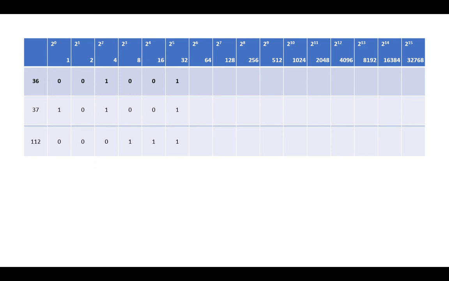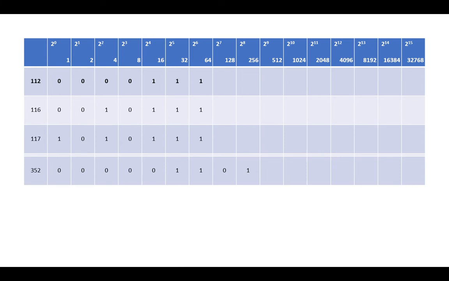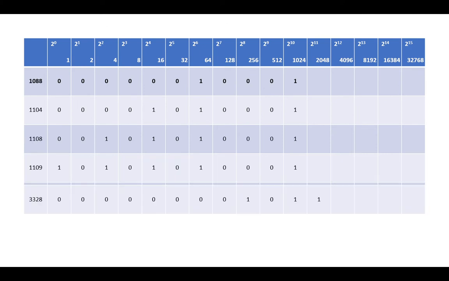And let's follow this example all the way to the end. When we apply 3n plus LSB to 112, we get 352. We also reach 352 from 116 and 117. When we apply 3n plus the least significant bit to 352, we get 1088. We also reach 1088 from 360 and 362. When we apply 3n plus LSB to 1088, we get 3328. We also reach 3328 from 1104, 1108, and 1109.